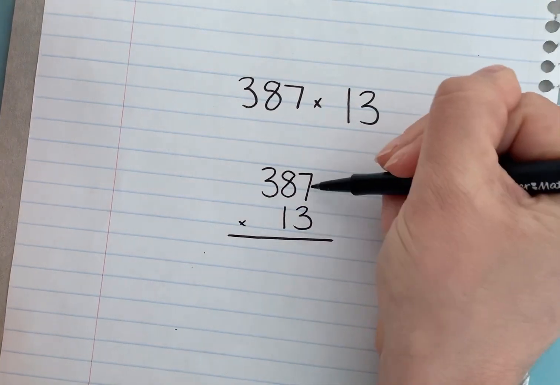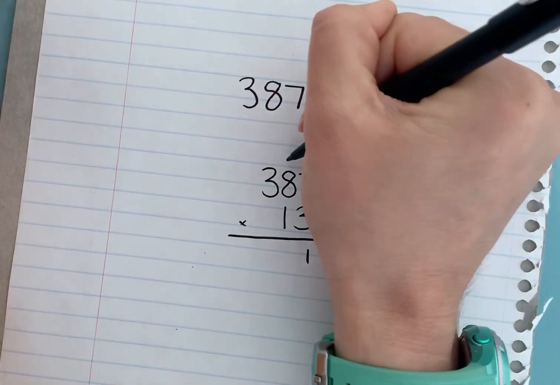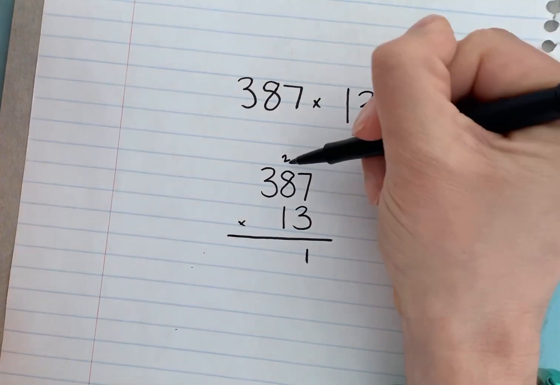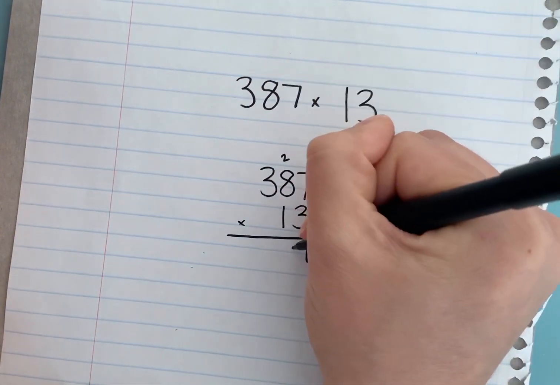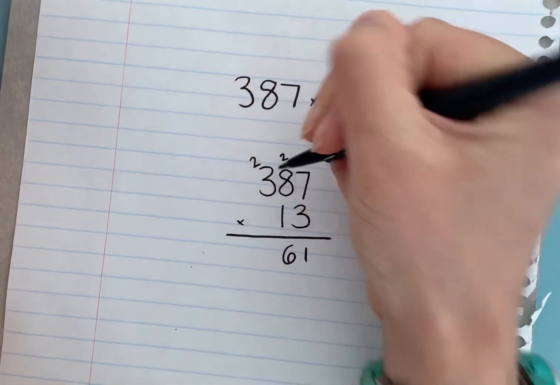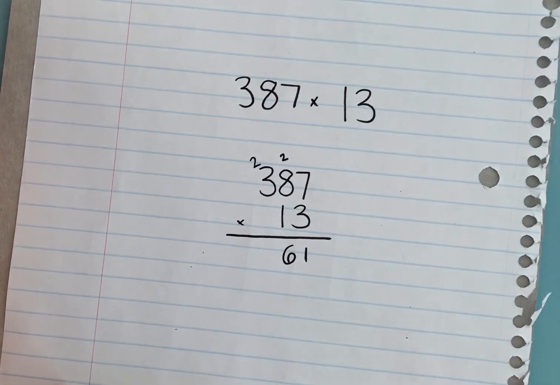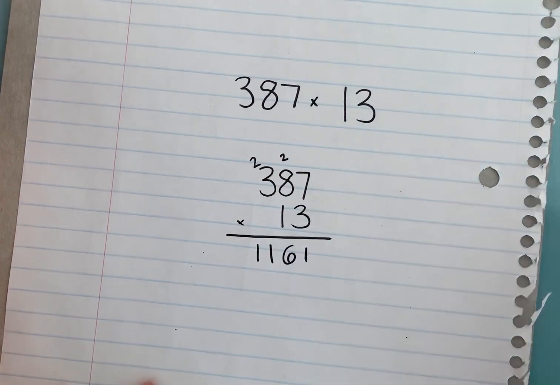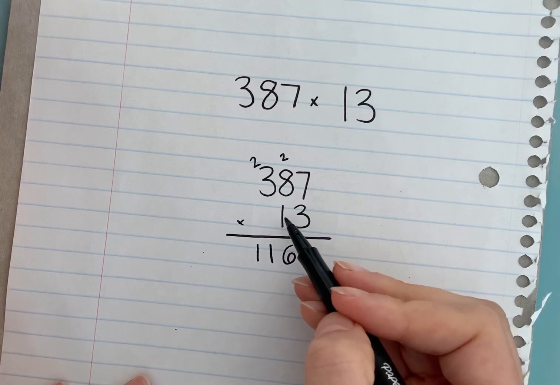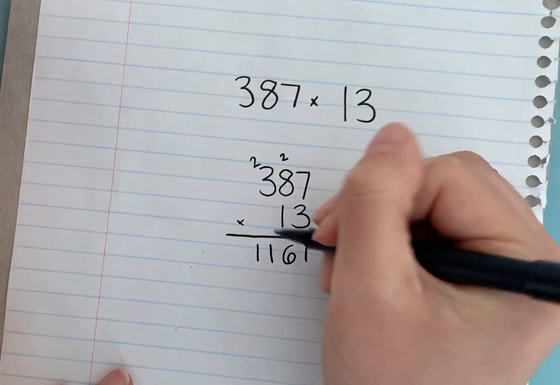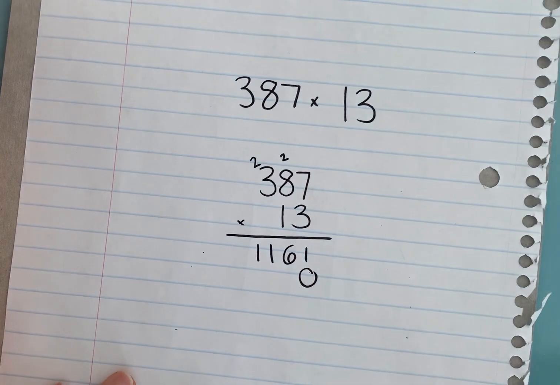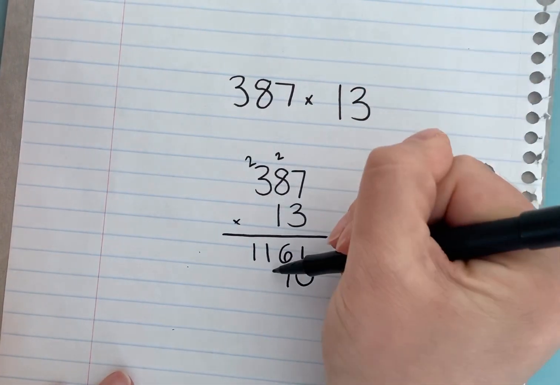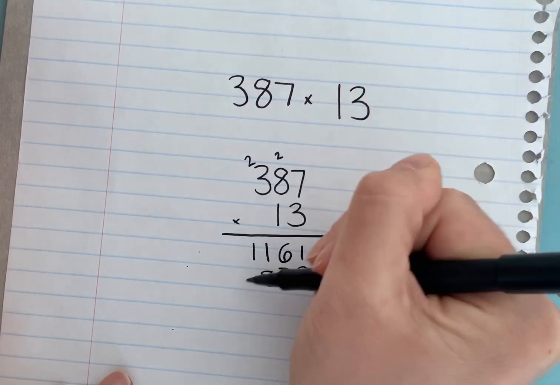Okay, 3 times 7, I know that's 21, carry my 2. 3 times 8, I know that's 24, plus 2, 25, 26. Carry my 2. 3 times 3, I know that's 9, plus 2 more is 11. Okay, now, super, super important. I'm not just jumping right over to my 1, because that's actually a 10. I have to put a 0. 1 times 7, 7. 1 times 8 is 8. 1 times 3 is 3.